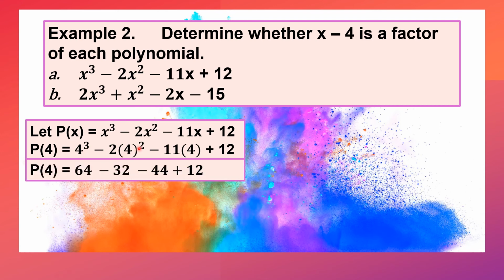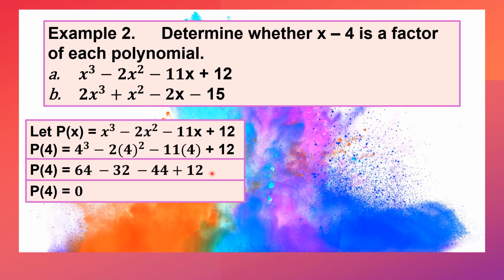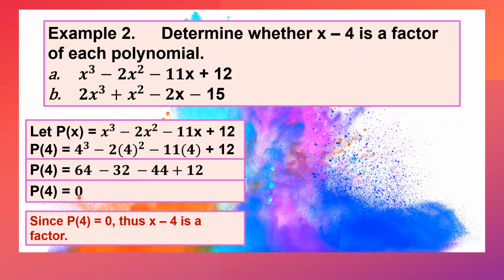Then 4 squared is equal to 16. And 16 times negative 2 is negative 32. Negative 11 times 4 is negative 44 plus 12. Simplifying it further, we have 64 minus 32 minus 44 plus 12 equals 0. Since our P of 4 is equal to 0, thus x minus 4 is a factor.